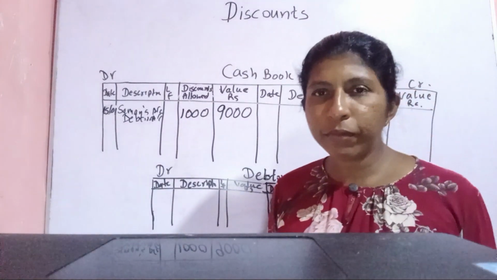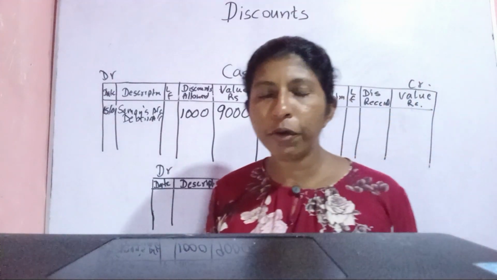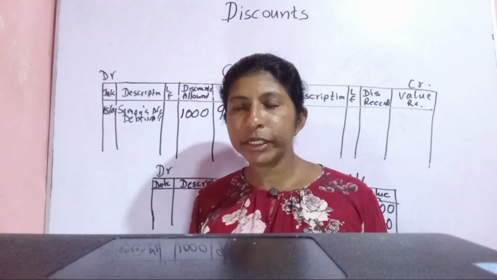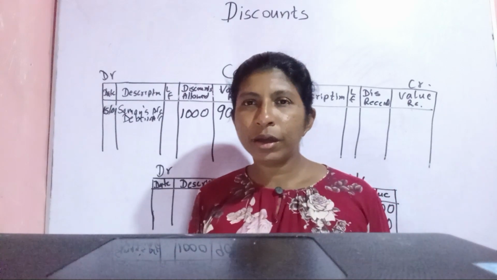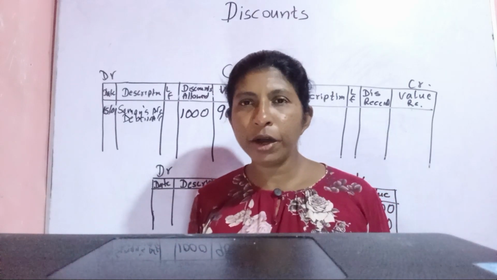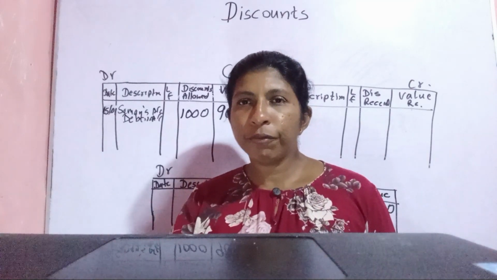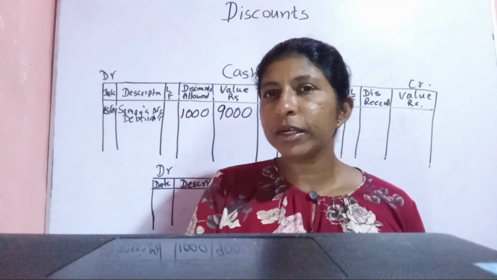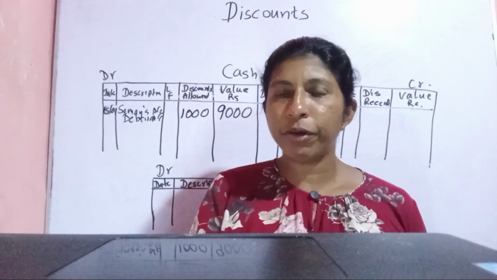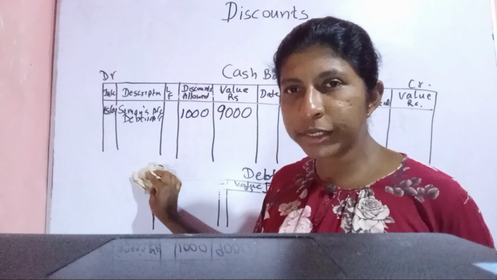Then I will take another example. In our business, we have another debtor named Kamal. Kamal has purchased 20,000 valued goods on 2nd February, and we have given a credit period of 1 month. The value is 20,000. We have given him 5% discount as he has made the payment on 18th February at the earliest. Shall we take that example also?